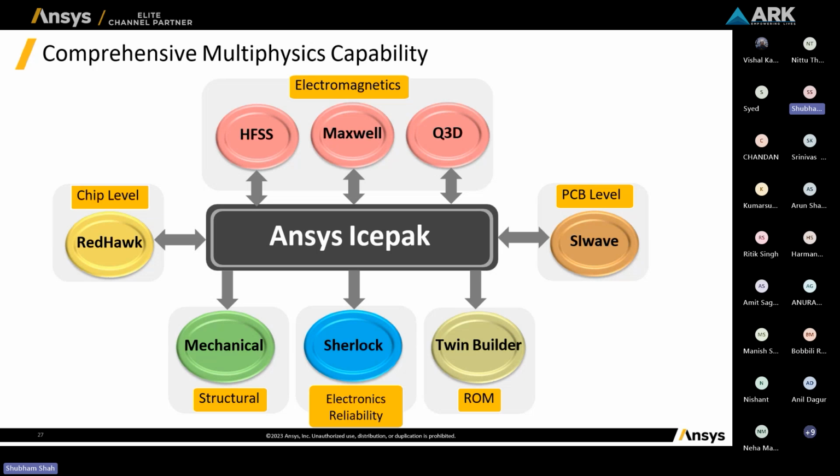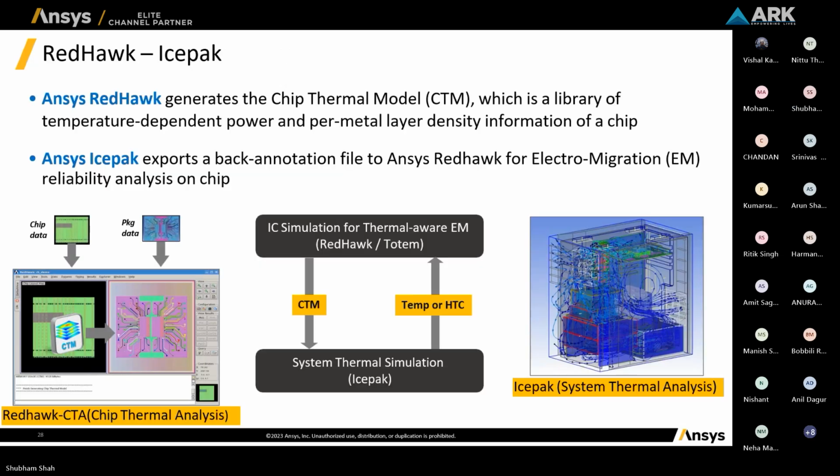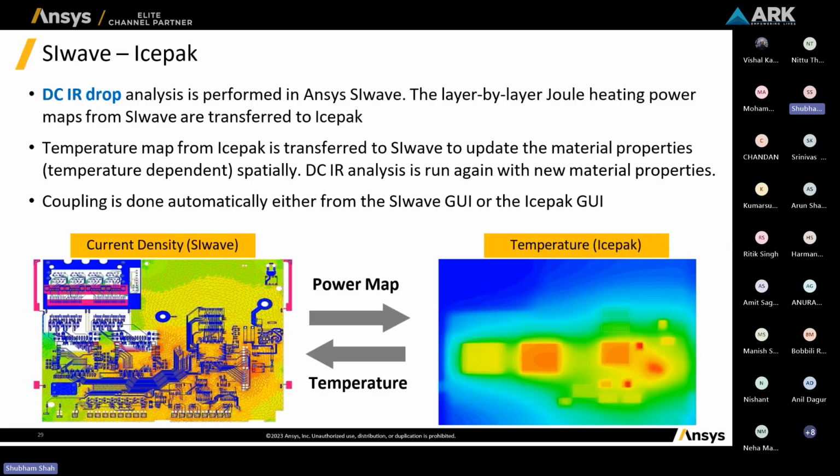And for electromagnetics, HFSS is there, for SIwave, EMI/EMC is there. And if we talk about the motors part, Maxwell and Q3D are also there. So this can be coupled with these many tools. iSpec can be coupled. So basically this is for the RedHawk iSpec, which is for the chip level thermal model. Then SIwave is there. This is for the current densities in the SIwave.